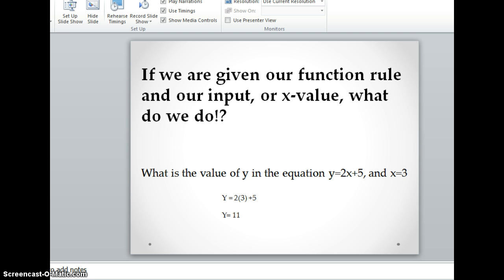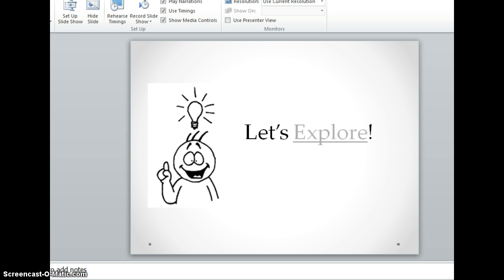For something else, if we're given our function rule and our input, so our x, what do we have to do to solve for our y? On the example on the bottom there, we have that our function rule is y equals 2x plus 5, and our x is equal to 3. So we just plug and chug. We plug in that 3 where that x is, so we get 2 times 3 plus 5. So our y is equal to 11. It's as simple as that.